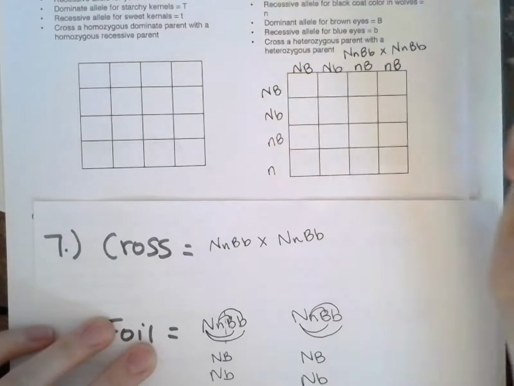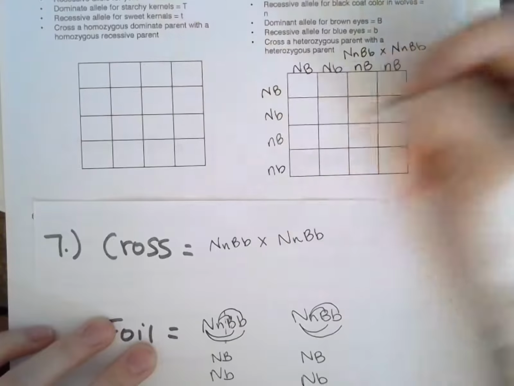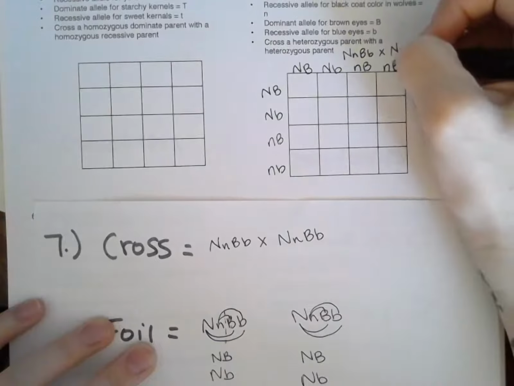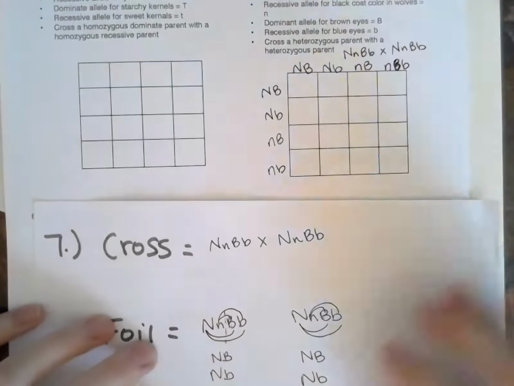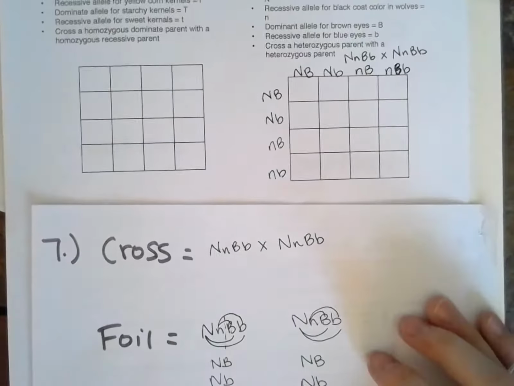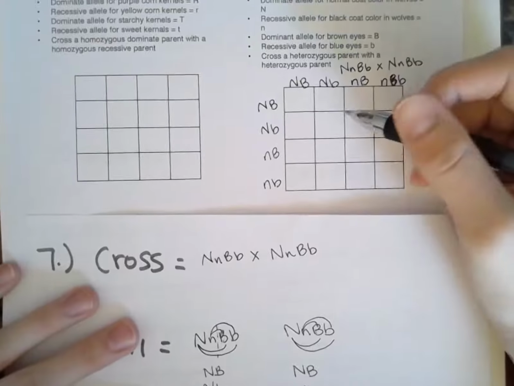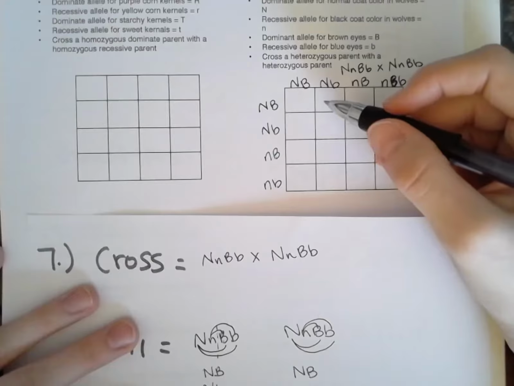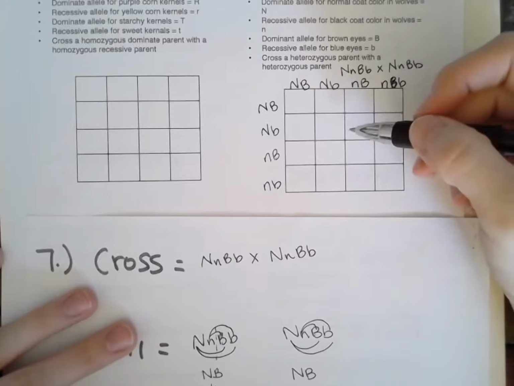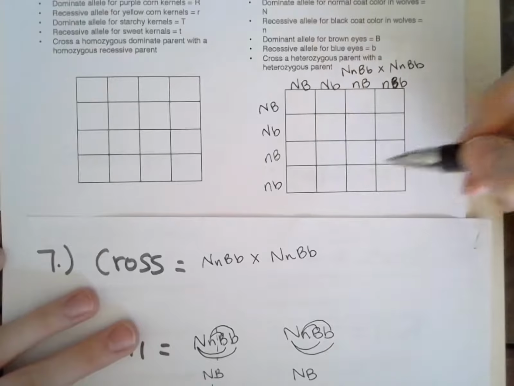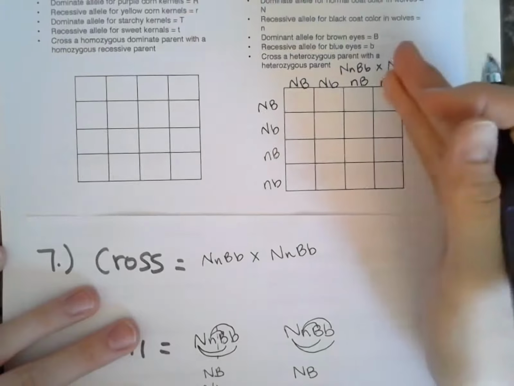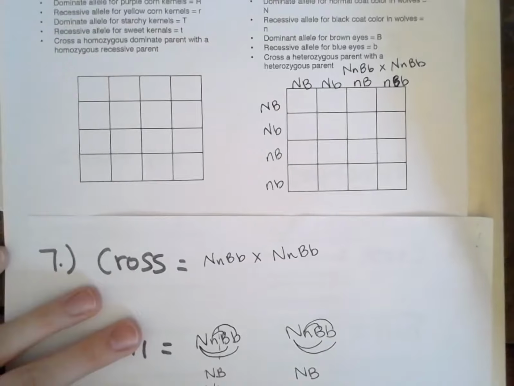Oh, I just realized I messed up top here. So this should be a lowercase b. Okay? Alright, so I'm going to start filling in. Remember, we follow the same process that we did with our monohybrids. So same letters go together and capitals go first. So our N's are going to go with our N's and our B's are going to stick with our B's.